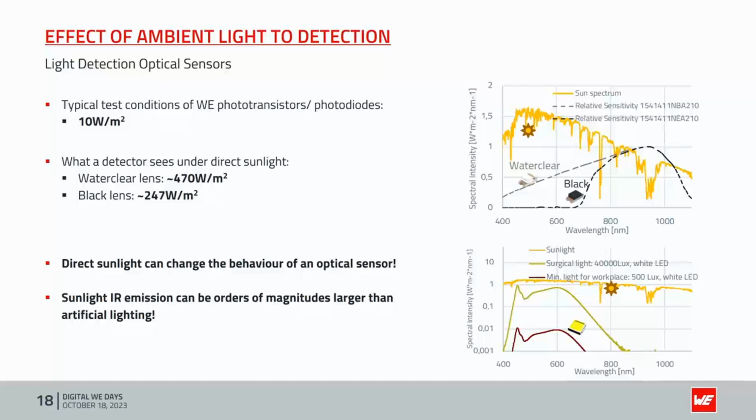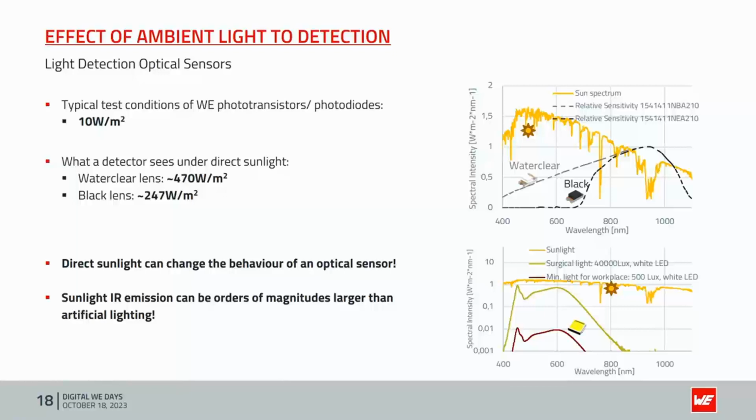So the question is, what will a simple photodetector, like a phototransistor or photodiode, see when sunlight is shining onto it? Well, of course, if there's a water clear lens, so there's no filtering inside, then all the light is just getting on the chip itself and it's detecting everything. So the amount of light that is getting on the chip is something like 470 watts per square meter if you have a water clear lens. So this is actually what the detector sees.